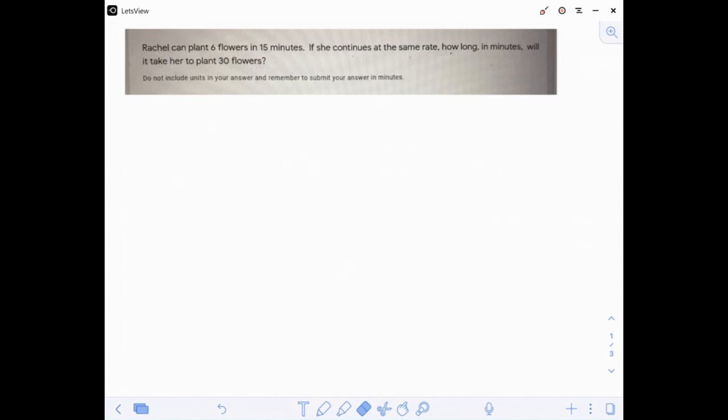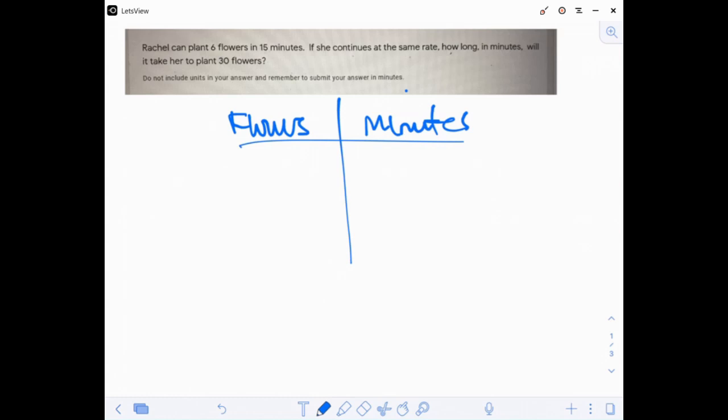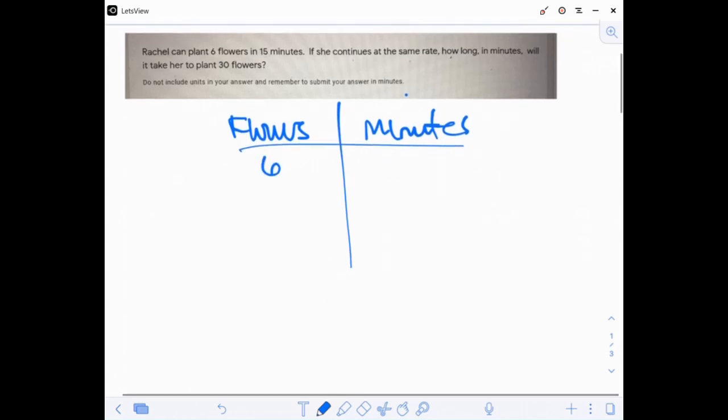So I know, let's set this table up. Got flowers, we got minutes. And I know that she can do 6 flowers in 15 minutes. And then I want to figure out how long it's going to take her to do 30 flowers.